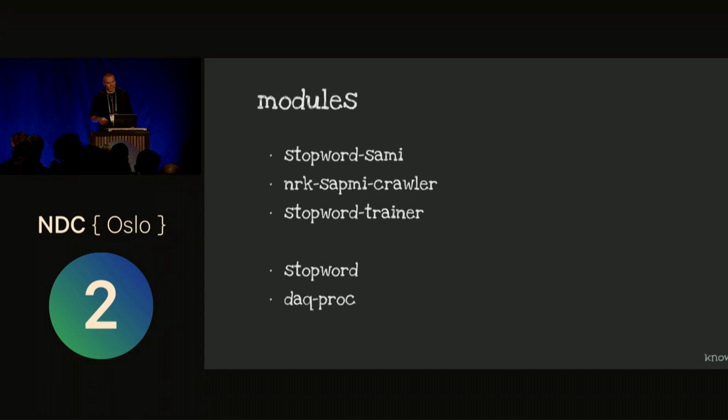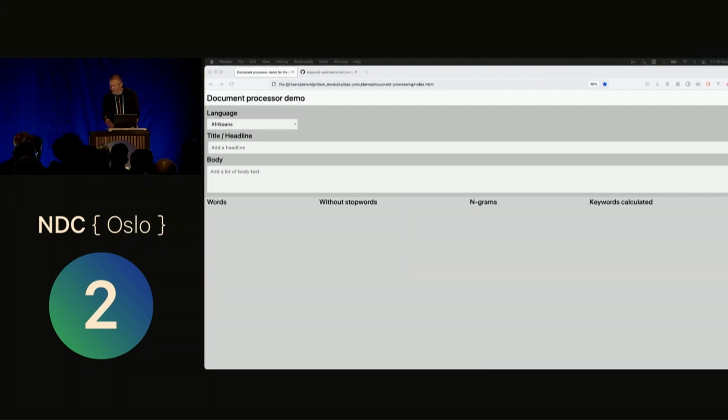And in addition, we have stopword, which is a JavaScript code library to remove stopwords from text. Today it contains a little over 60 languages, and soon there will be 3 more. And then you have DocProc, which is a small library for document and query processing. It depends, among other things, on the stopword module, and also depends on an n-gram and keyword extractor, and they're all under MIT license.